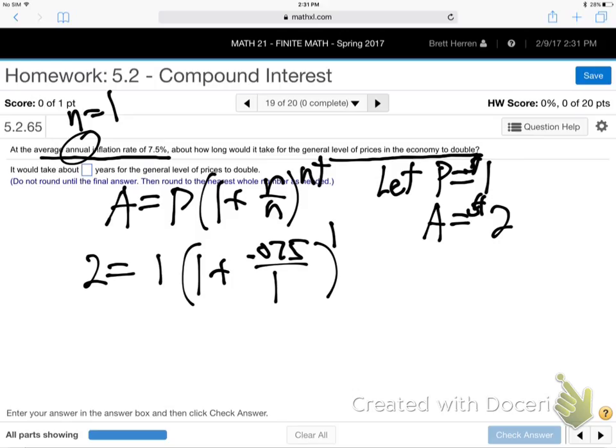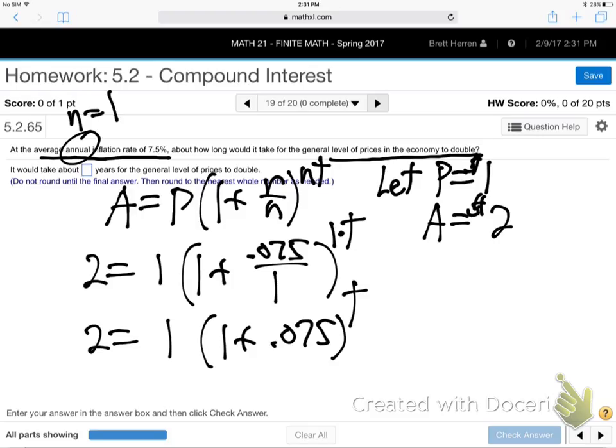And the T is what we're looking for, huh? Because they said how long, how many years. So I want to find out how many years. So if the economy grows by inflation, if inflation causes prices to grow at 7.5% per year, how many years until everything's double the cost they were? So we have to solve that formula for T.